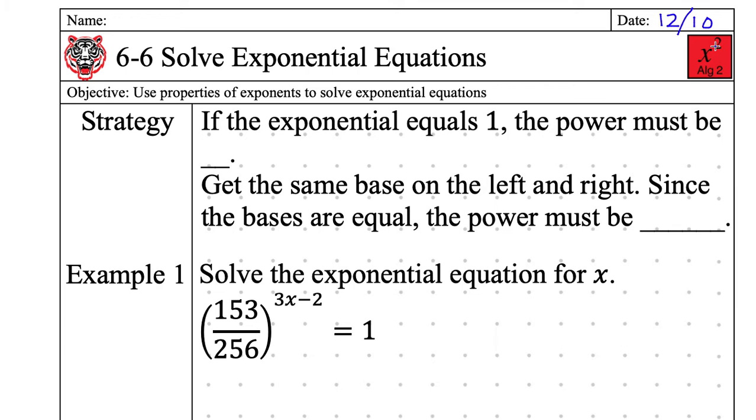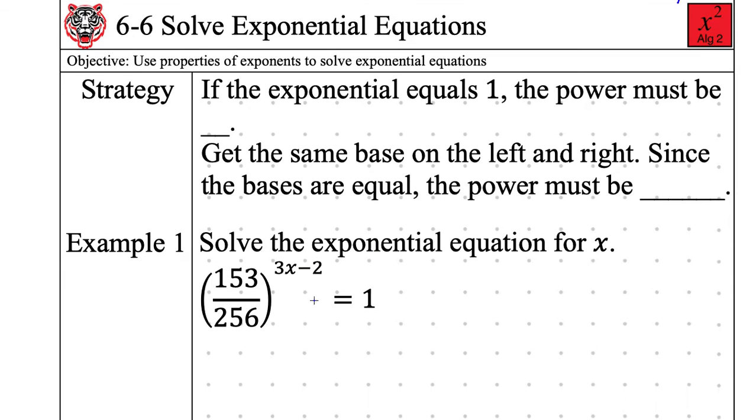So here's the strategy. The strategy is to make sure if it's equal to 1, then you obviously know what's going on. The power must be what if it's equal to 1? You can kind of see in example 1. I have some random thing, it looks like it's really tough, but it's equal to 1. That means that the power must be what? With a quiet raised hand, Anna? 0. Oh, there it is. Anything to the power of 0 is 1. You can write that over here. Anything to the power of 0 is equal to 1.